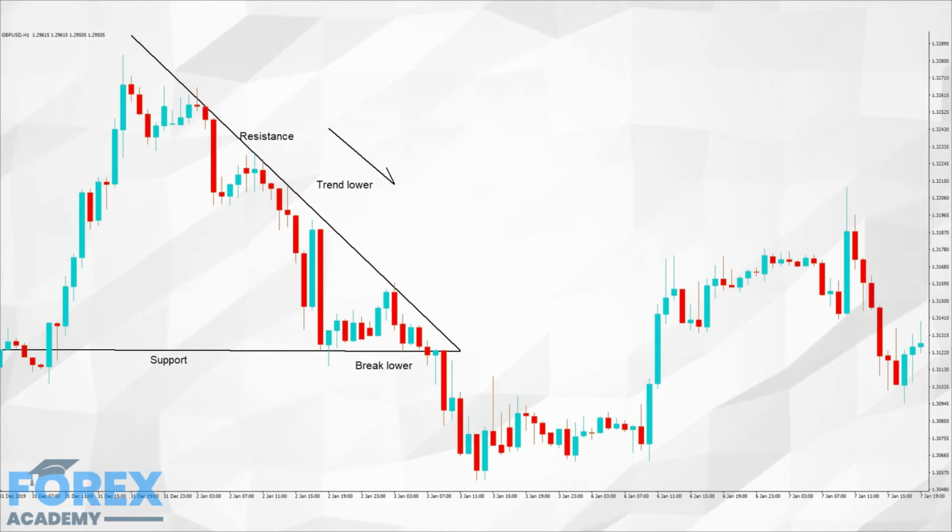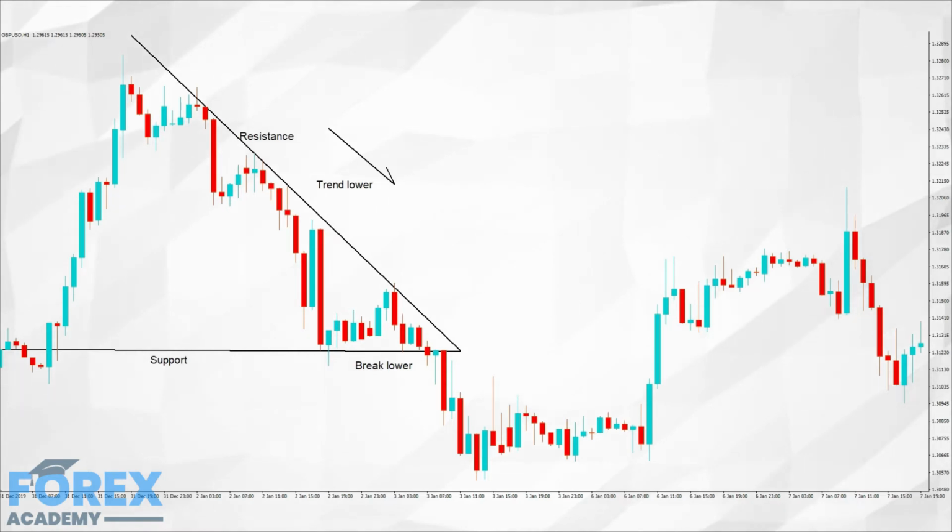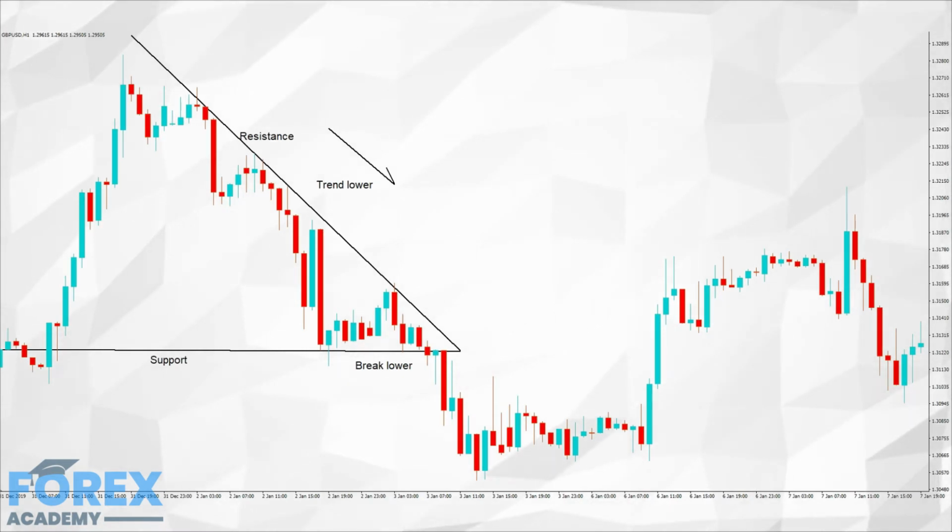Example C is a descending triangle. This shape offers bearish setups. Again, we have at least two confirmed attempts to breach the area of support and at least two attempts to move higher than our area of resistance. The overall trend is moving lower until price action eventually breaks lower to the furthermost point of our triangle shape.